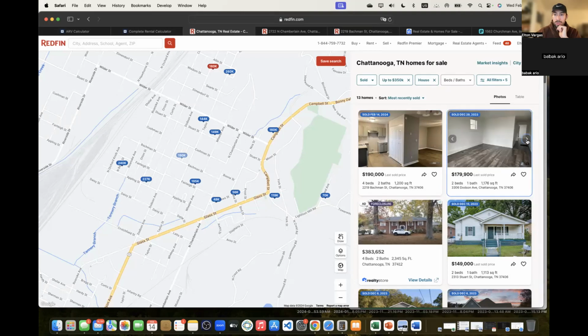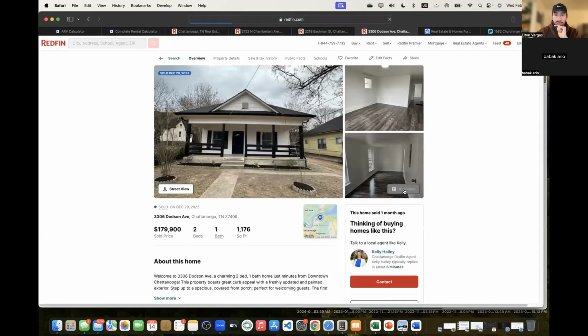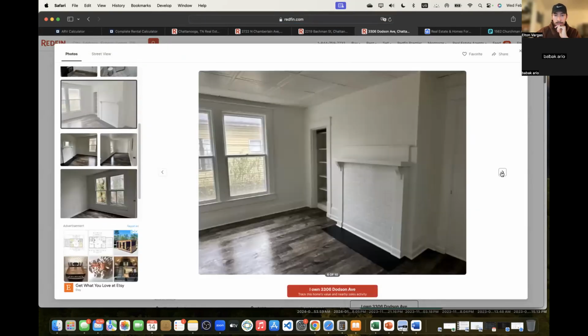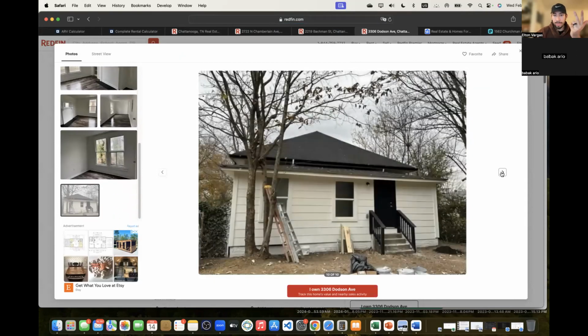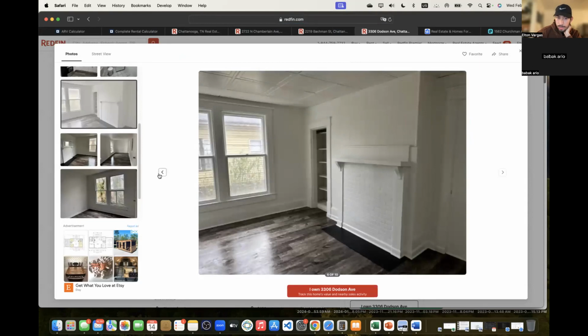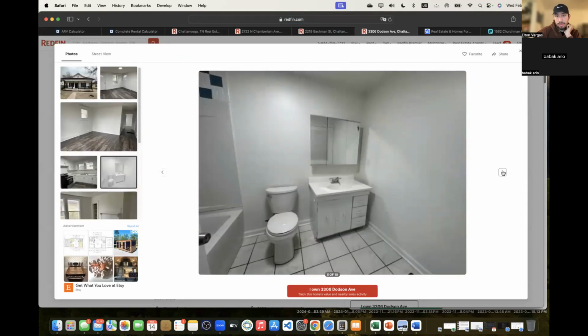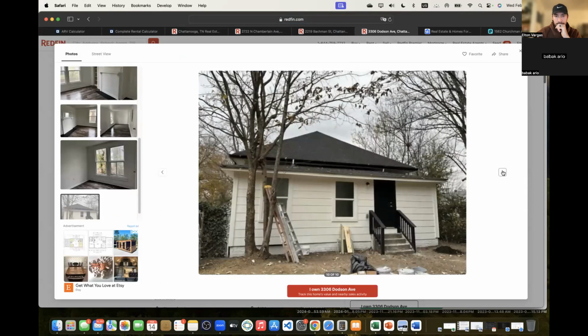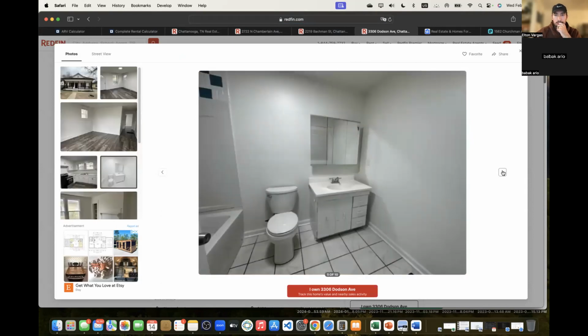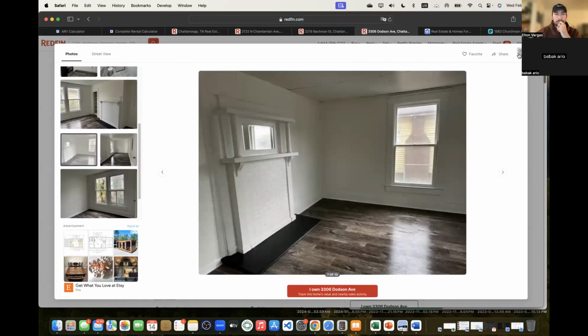Then we have this one sold in December. Great floor, one less bathroom, a little bit bigger in the square footage. That's good though. Great bathroom, good floor, good paint, windows, kitchen. Oh, there's the bathroom. All right, cool. Kitchen. Let's see what else. Oh, that's all the pictures.